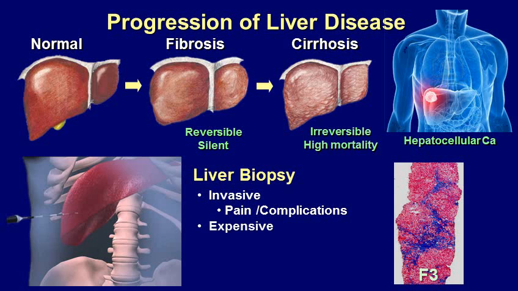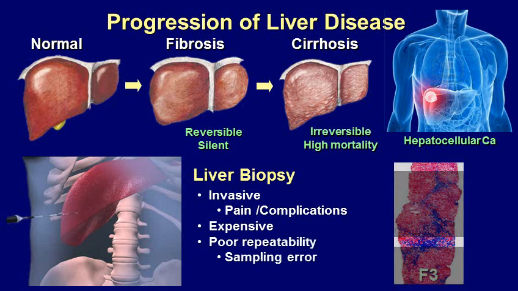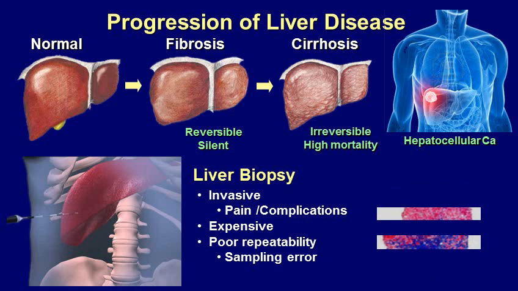Another significant issue with biopsy is the problem of sampling error. Here you see two parts from the same liver biopsy specimen. The lower one shows advanced fibrosis and the upper one shows almost no fibrosis at all. There's also a substantial amount of variability in the reported stage of fibrosis when the same specimen is assessed by different analysts.